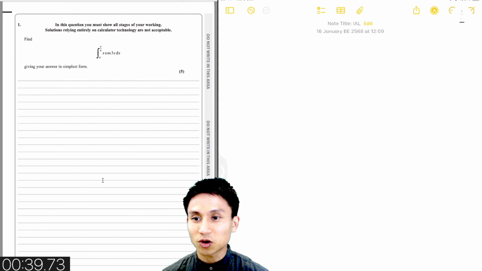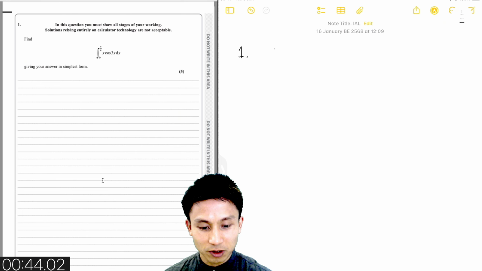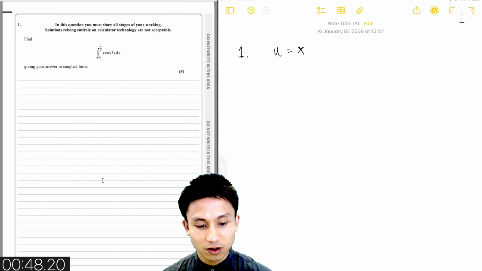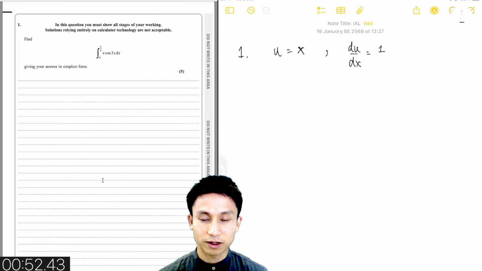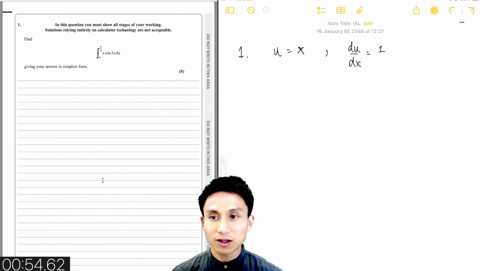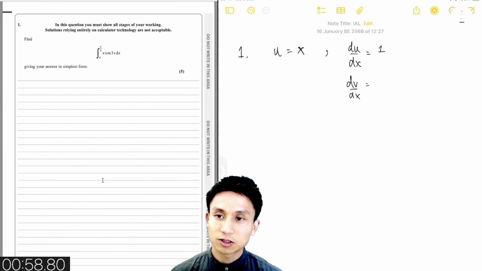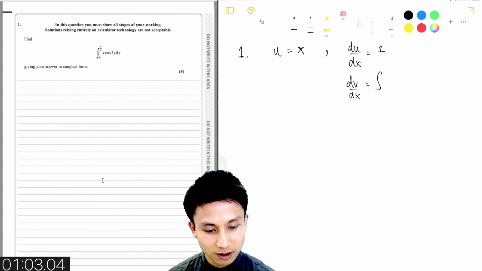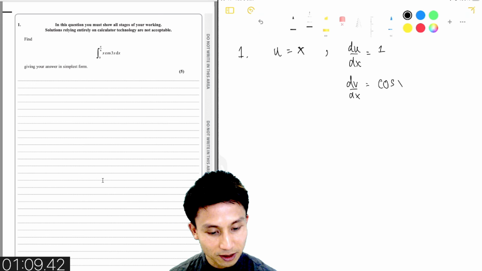So in this case, I'm talking about by parts here. So number 1, I'm going to do it as by parts. So I'm going to let u be x. And you can see if we differentiate u, so if I do du by dx here, I'm going to get 1. And the other one should be dv by dx. So that should be cos 3x, right?